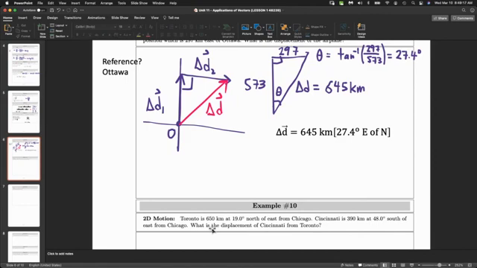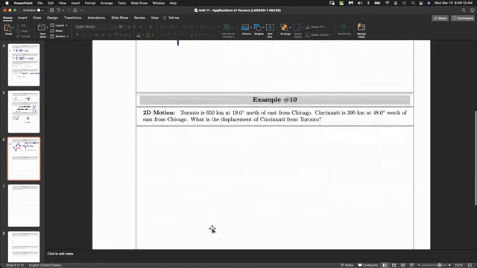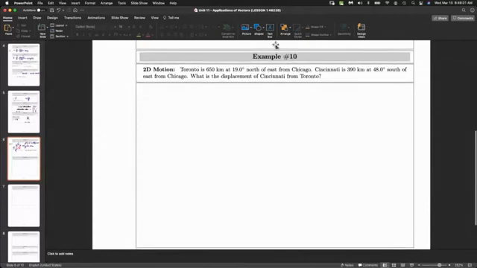The first thing you want to do in this question is think about the reference point. So what's the reference point in this question? Anybody want to take a chance on that? What's the reference in this question?